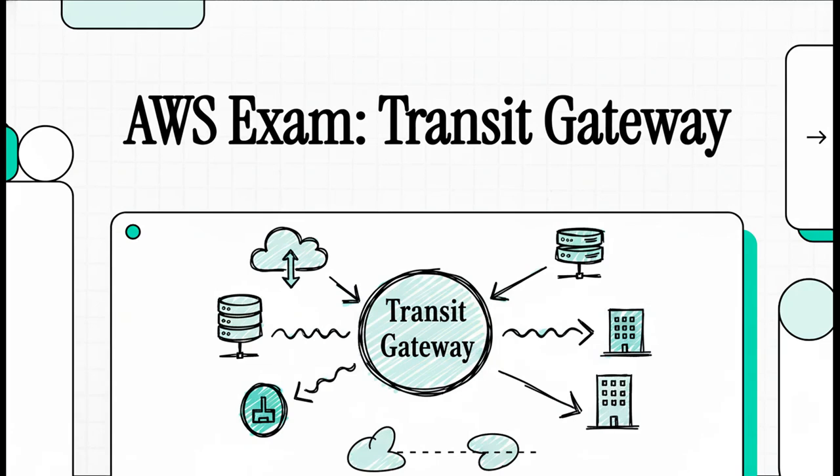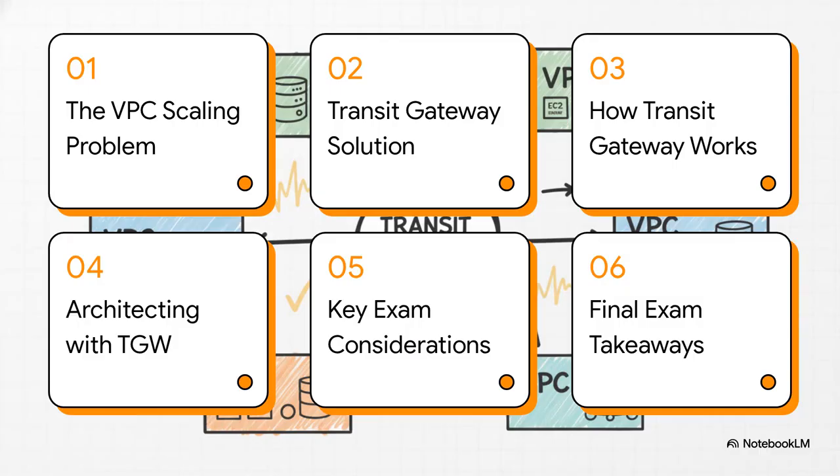If you're deep in study mode for your AWS Solutions Architect exam, you already know that networking can be, well, a total nightmare. But what if I told you there's one service that can clean up even the messiest cloud networks? You guessed it. Today, we're cracking the code on the AWS Transit Gateway. Let's do this.